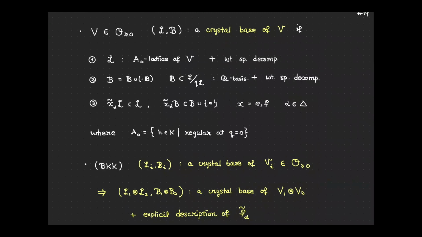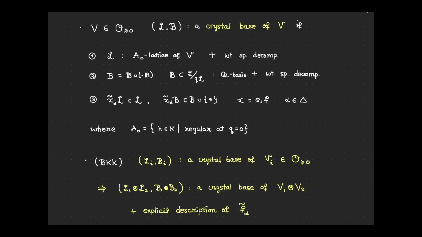Okay, so with respect to this crystal operator, we can define in the same way the crystal base for any given representation. It is a pair of an A_0 lattice and some pseudo basis at q equals 0, and it is invariant under our operators. Of course, there is some compatibility with the weight space decomposition. Then with this more precise definition, it was shown that the irreducible polynomial representation of highest weight lambda has a crystal base.